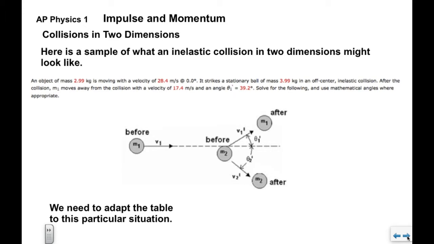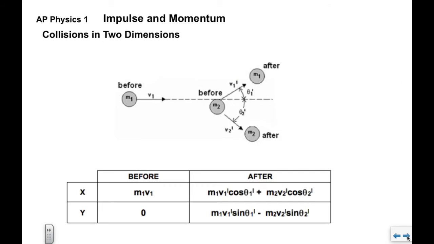Now we're going to take our blank table that we saw before, and we're going to adapt it to this particular situation. So here's what it would look like. Okay, we've got system momentum in the x direction before, system momentum in the y direction before, system momentum in the x direction after, system momentum in the y direction after.